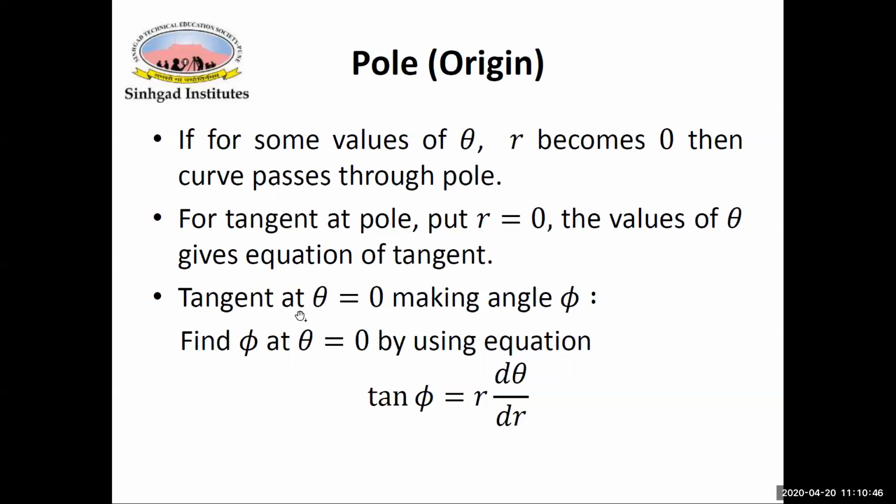Once you get the tangent at the pole, you have to find the angle made by that tangent, and for that we use the formula tan phi is equal to r d theta by dr. So this is everything related to the pole.